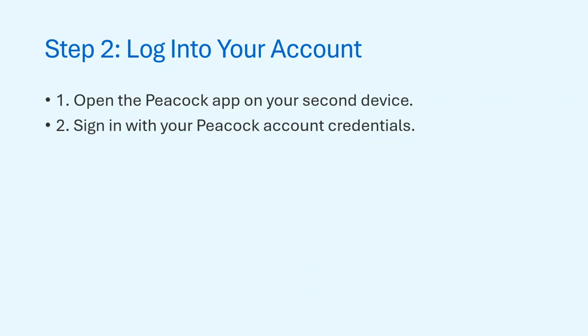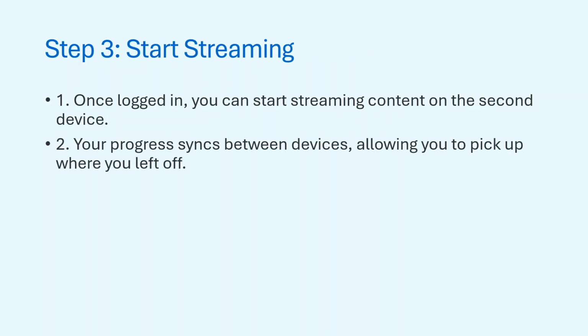Then step 2 is to log into your account. Open the Peacock app on your second device, sign in with your Peacock account credentials, and then you can go ahead and start streaming.